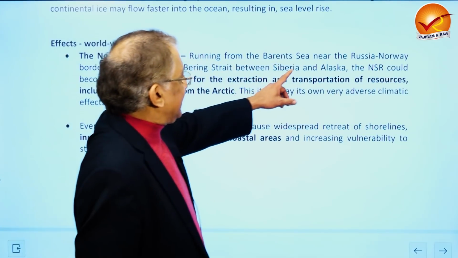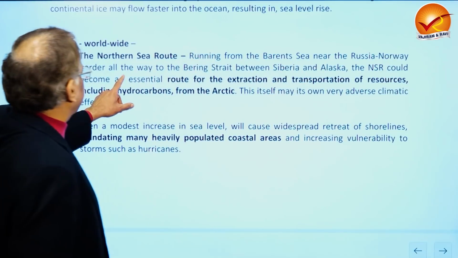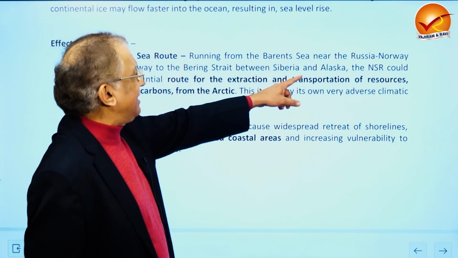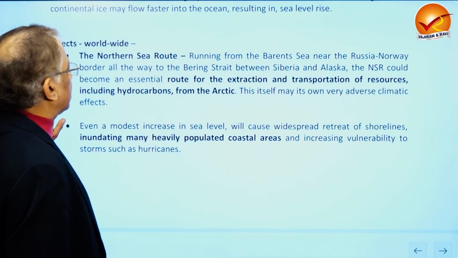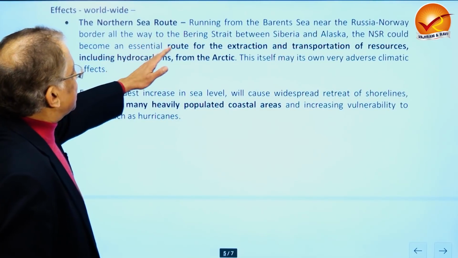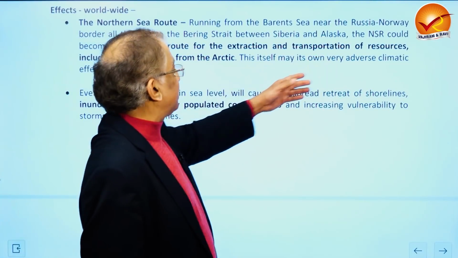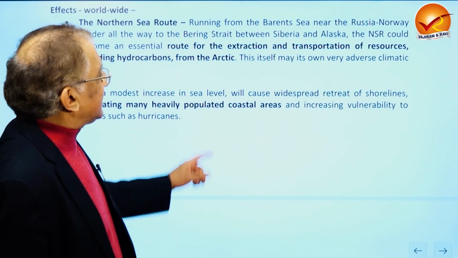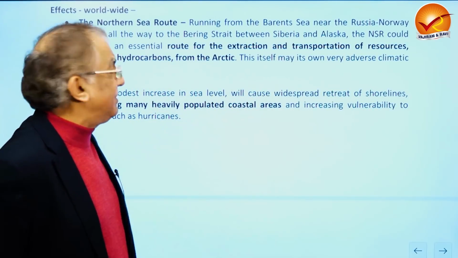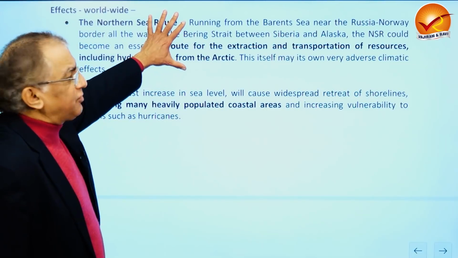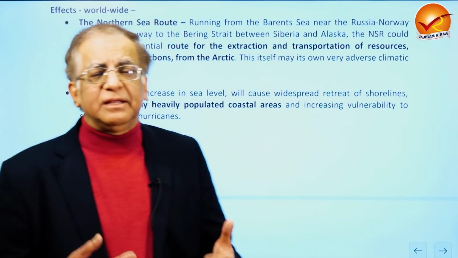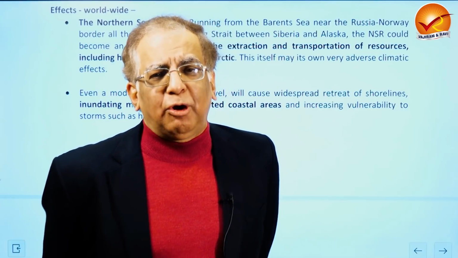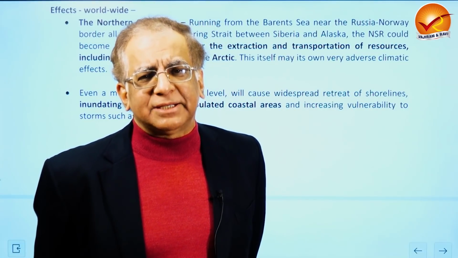Running from the Barents Sea near the Russia-Norway border all the way to the Bering Strait between Siberia and Alaska, the Northern Sea Route could become an essential route for the extraction and transportation of resources, including hydrocarbons from the Arctic. And this itself may have its own very adverse climatic effects. So this would become one very important reason for amplifying global warming as such.